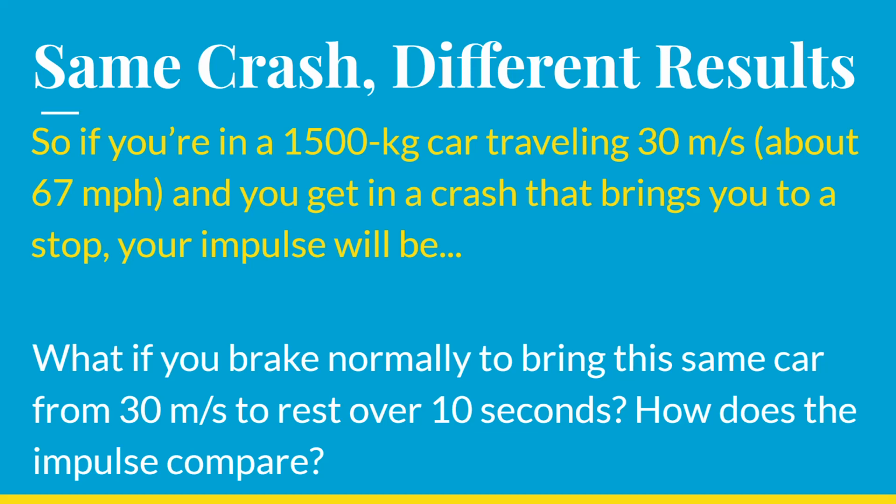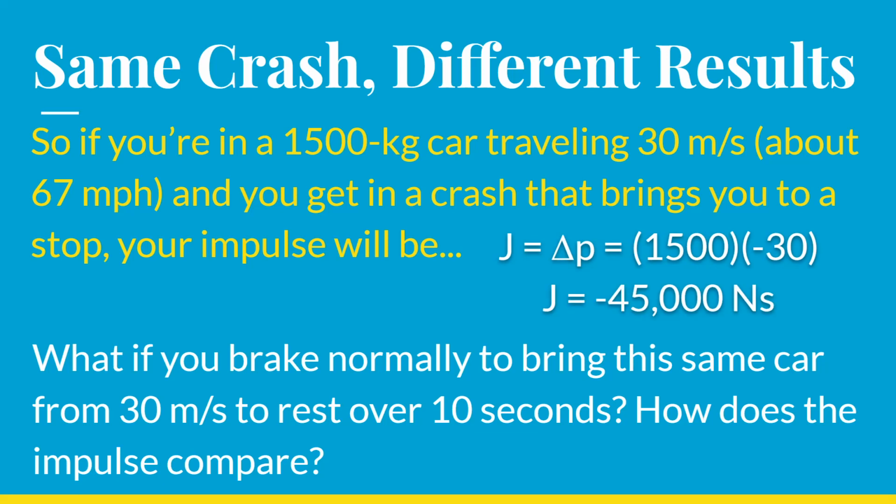Again, impulse is equal to force times time, but it's also equal to mass times change in velocity. So that's what I did because that's what I have. I have the mass, 1,500, and if I go from 30 meters per second to 0, my change in velocity is -30. 1,500 times -30 is -45,000 Newton seconds. So that would be my impulse if I get in a car crash.